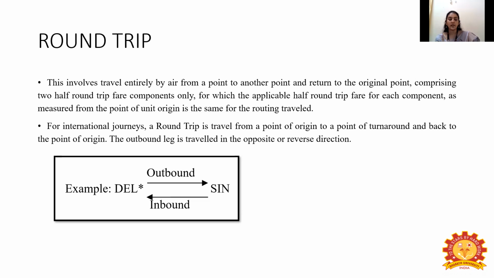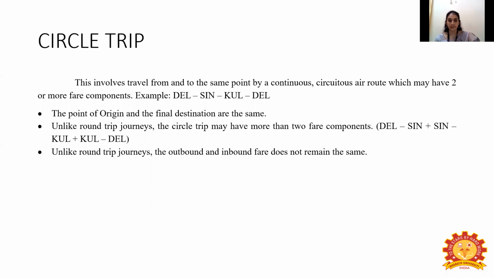So in that case, a round trip can have only two fare components. Whereas when you're talking about a circle trip, you go from one place to another place, but again you come back, and you have more than two fare components. So here in this example, how many do you have?